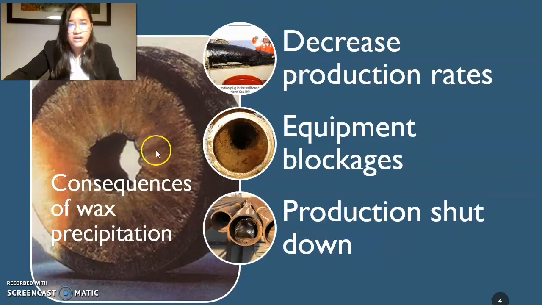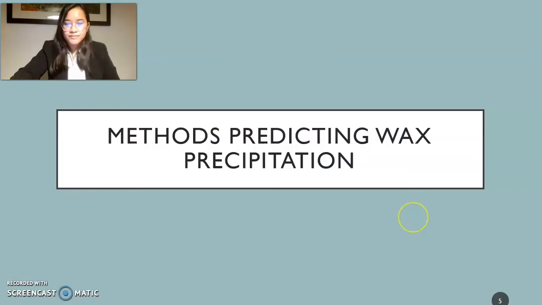As you can see in the picture here, this is the wax deposit. This is a kind of slug, the wax deposit in the tubing. The same goes for this one. As you can see, it is in gel form, and this one has hardened because it has been left for so long inside the tubing. Next, I will pass this slide to my team members to explain the methods of predicting wax precipitation. Thank you.